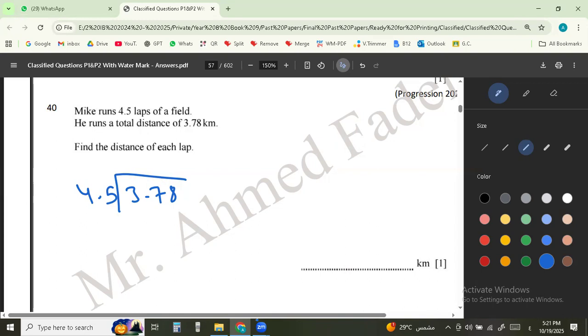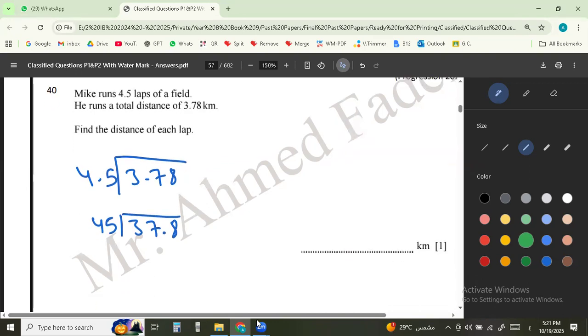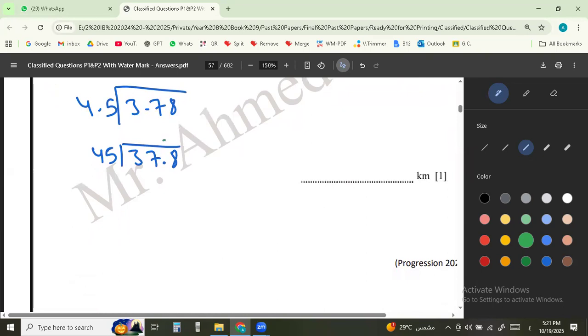We agreed no. We have to multiply by 10 here because the divisor must be a whole number. So I'm going to multiply by 10 and rewrite the question. Here is 45, here is 37.8. Now I made the divisor a whole number. Let's divide together. Here, put the decimal point up. How many 45s are in 3? 0. In 37, 0. But in 378, it is going to be approximately 8. Let's try.